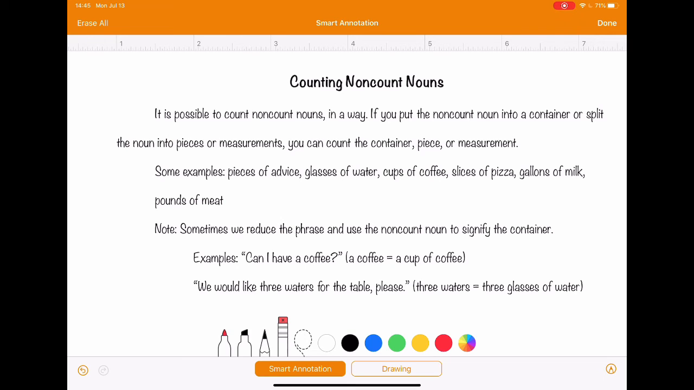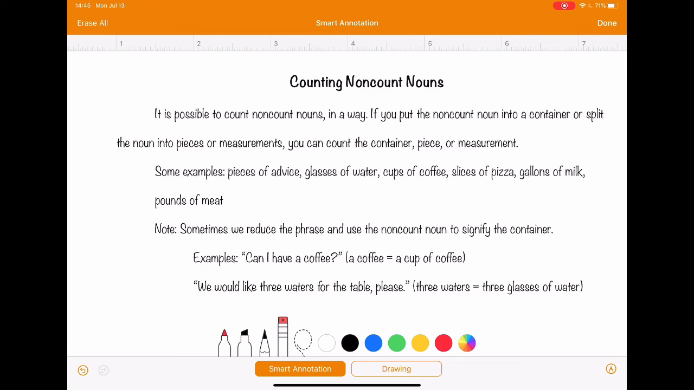Water. I cannot count water, but if I put it into a container, like a glass, then I can count the glasses. So I can't count water, but I can count glasses of water or cups of coffee. If I split pizza into slices, I can count those slices. Gallons or pounds, those are measurements. So if I measure a gallon of milk or I measure a pound of meat, I can count what I measure.